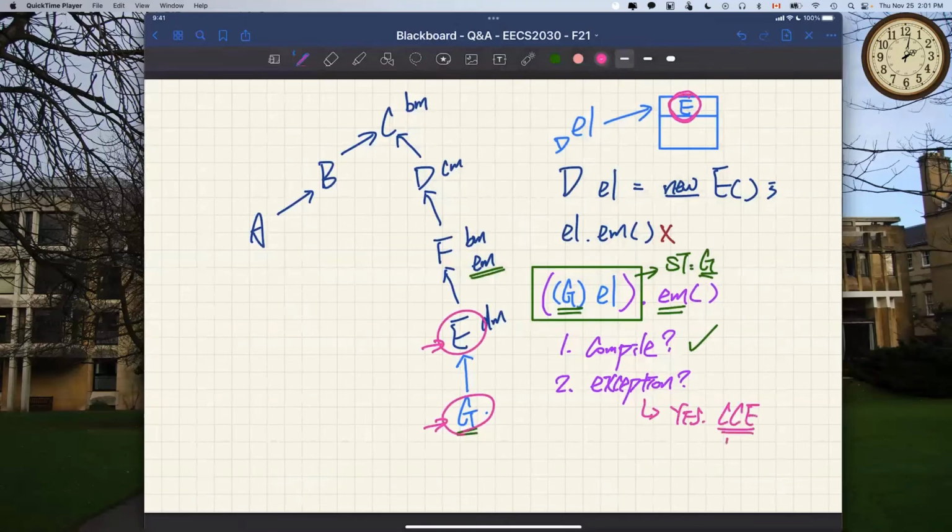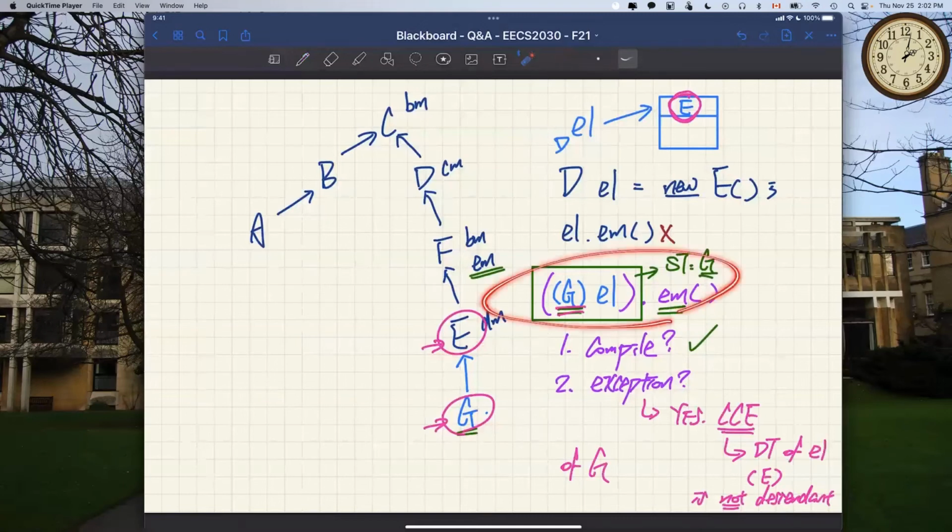Because the dynamic type of E1, which is E, is not a descendant of the cast type, which is G. You can see E is not a descendant of G. It should be the opposite, right? So this is an extra one for you, all right?